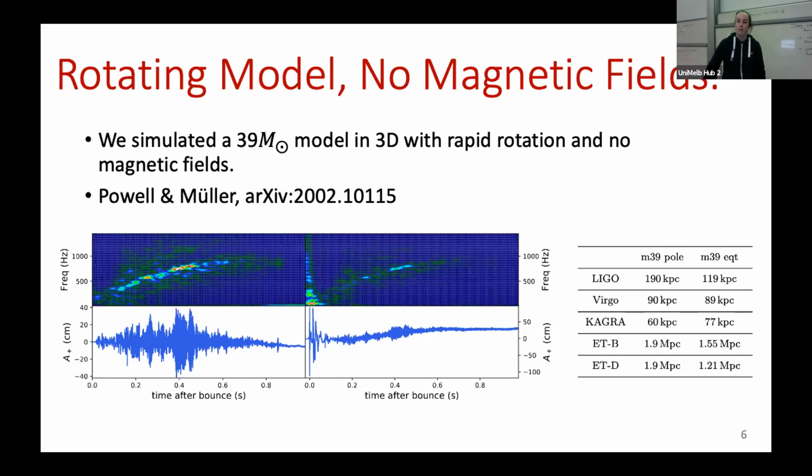And so I also calculated the detection distances for this model in LIGO, Virgo, KAGRA, and two different possible designs for a future detector called Einstein Telescope. So you can detect these models out to a few hundred kiloparsecs in current detectors, but up to megaparsec distances with Einstein Telescope.